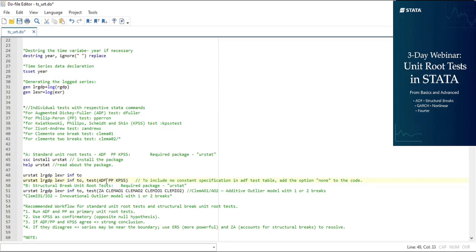If it is 1 test, I put 1 test there. If it is 2 or 3, I put the names of those tests. Here I want to run the 3 tests at the same time. So let me run this test, that is the code in line 49. If I run that, it generates.